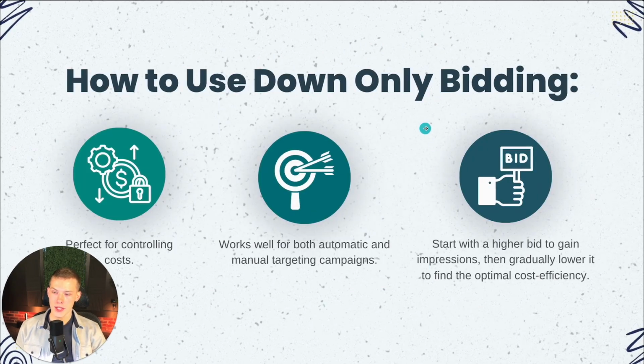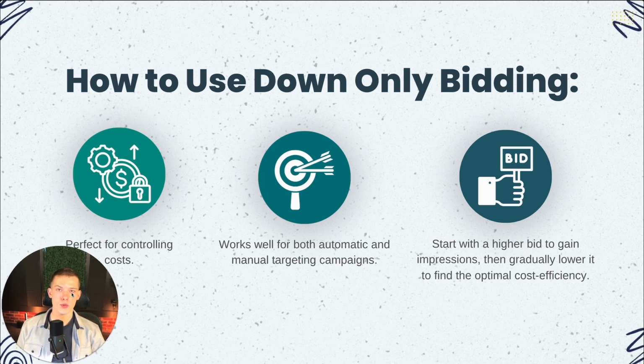So how can we use down-only bidding? This is perfect for controlling costs. Most of your campaigns are going to run on down-only bids, because this is the most stable one. It's the easiest to optimize out of all the different bidding strategies. It works very well for both automatic and manual targeting campaigns. So you don't have to just use it for one or the other, you can use it for both.